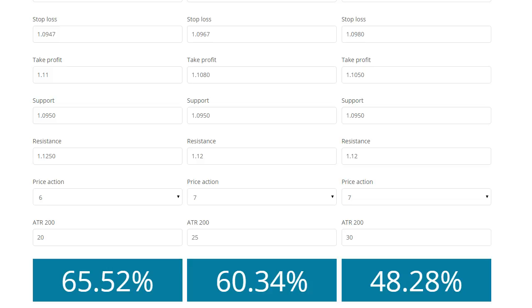Now, this does not give any guarantee whatsoever. There's no guarantee that there will ever be a successful trade just because the score is 65.5 or whatever percentage. It is just an indication, and the more experience you get, the more you will have a feeling for it.